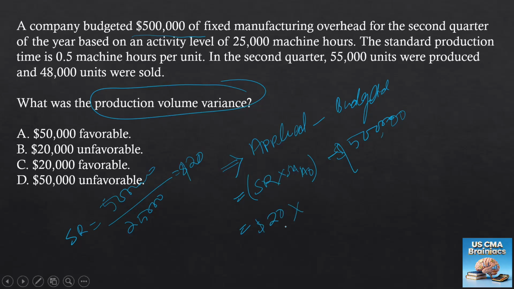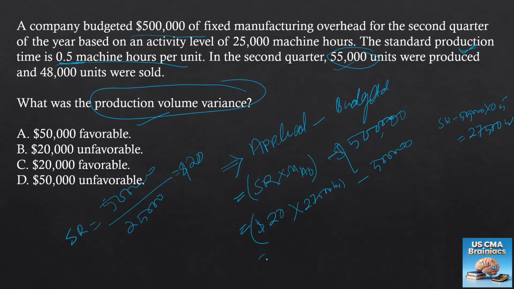What is the standard hour? The standard production time is 0.5 machine hour per unit. So here 55,000 units were produced. I think you have no doubt, because we are using the production volume, so you need to take the units produced. So 55,000. How can we find the standard hours? 55,000 multiplied by 0.5. So it will come to 27,500. Yes or no? Yes.